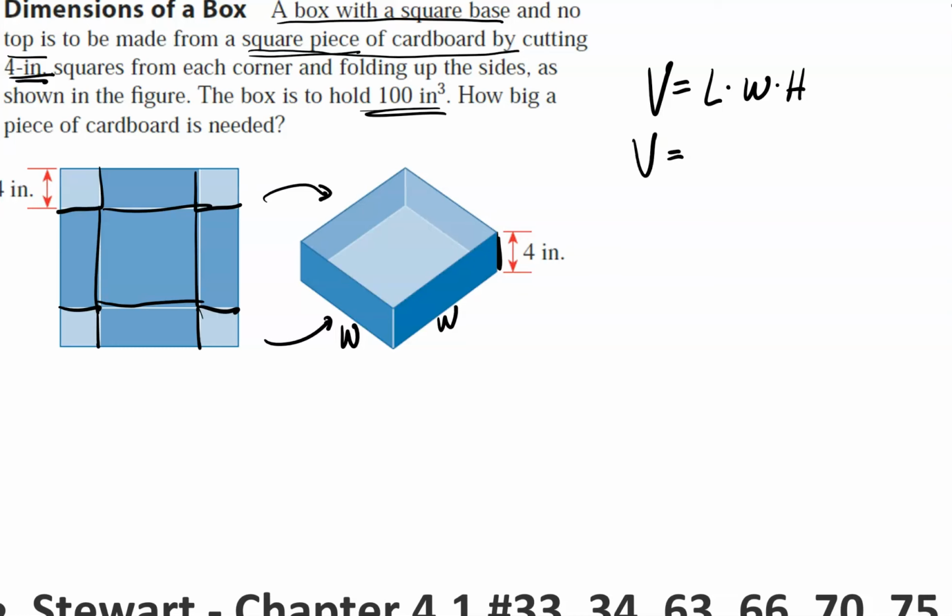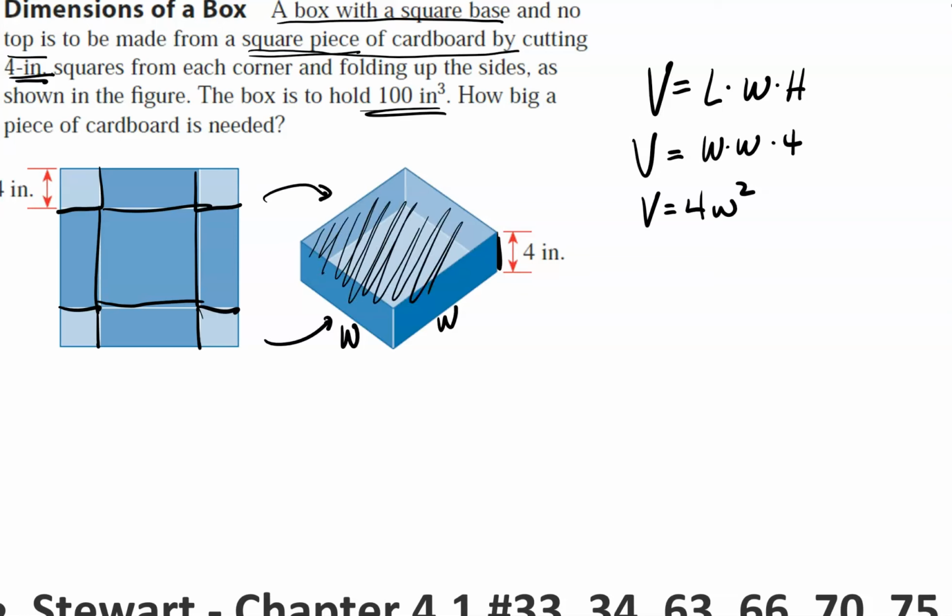So if I make those replacements, I might say something like this, that W times W times 4 represents the volume, or in other words, 4W squared represents the volume. I think I said height a minute ago, but it represents the volume. So the volume of this box, the amount of stuff that this box can hold, is equal to 4 times whatever W, the width of the box, ends up being squared.